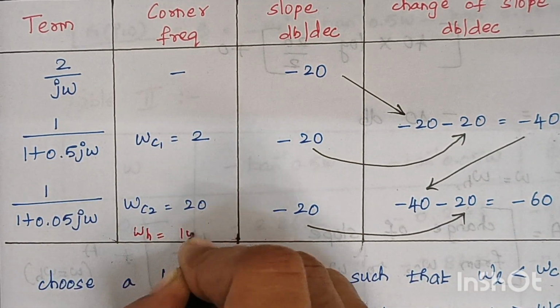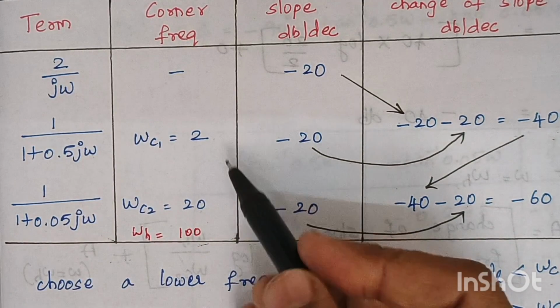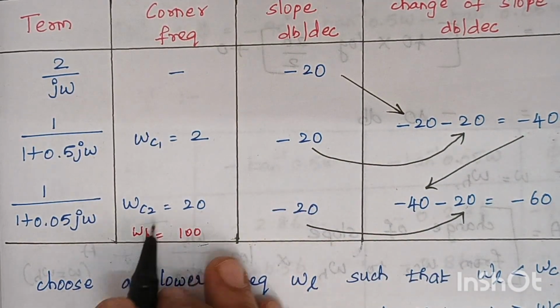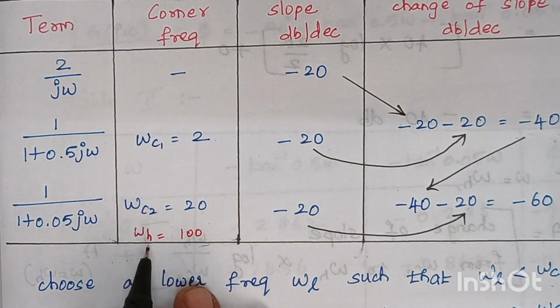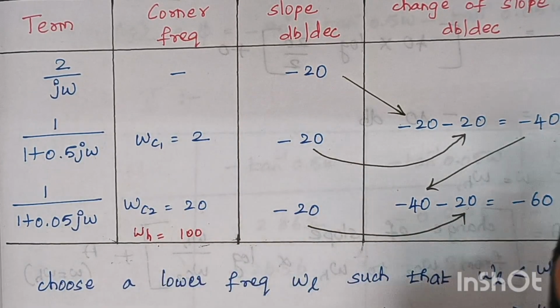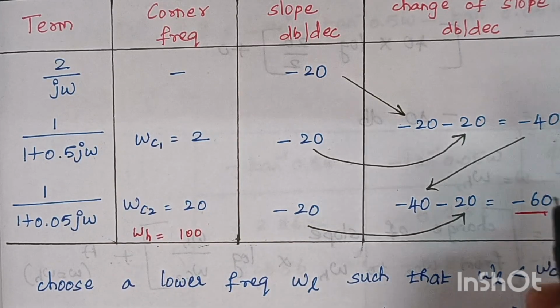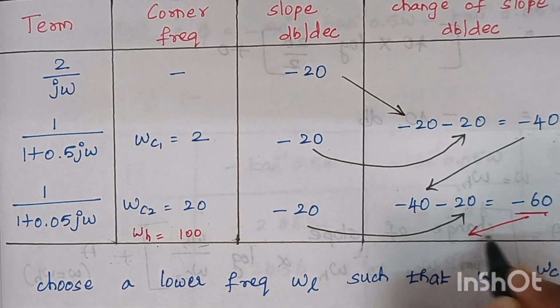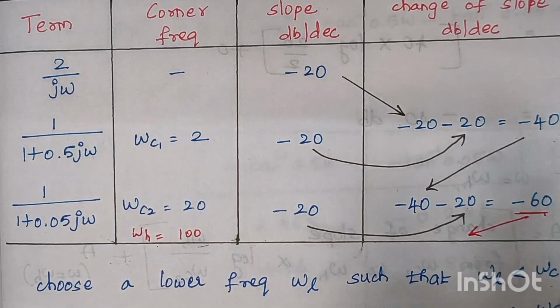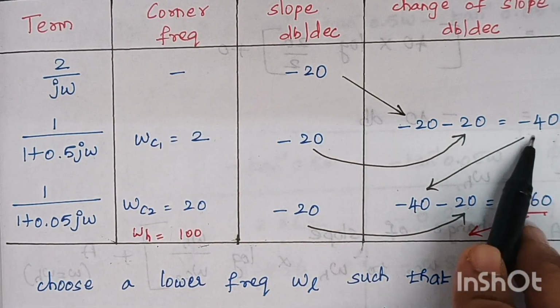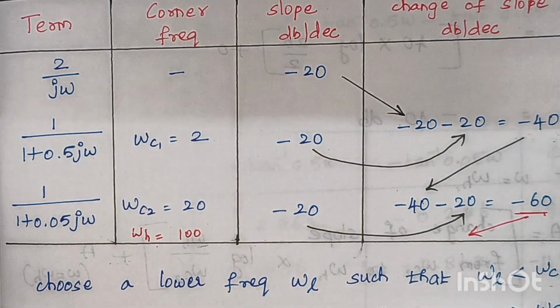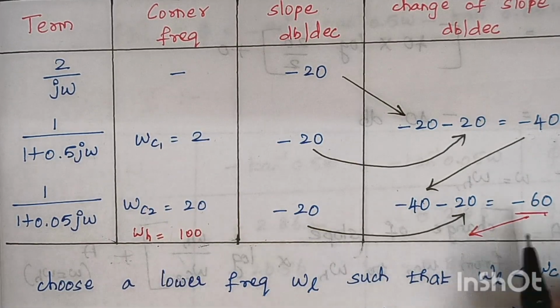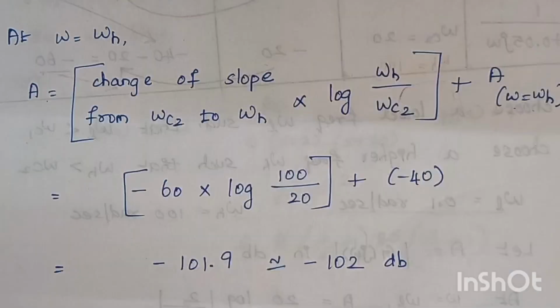I have taken it as 100. Right. So when you write it in the table, we have to write it after omega C2, right? So from omega C2 to omega H, what is the change of slope? Here I am having this minus 60 and this minus 60 will be shifted downwards, right? Here you see minus 40 and this minus 40 is shifted downwards. Similarly, this minus 60 will be shifted downwards. So the change of slope from omega C2 to omega H is minus 60.